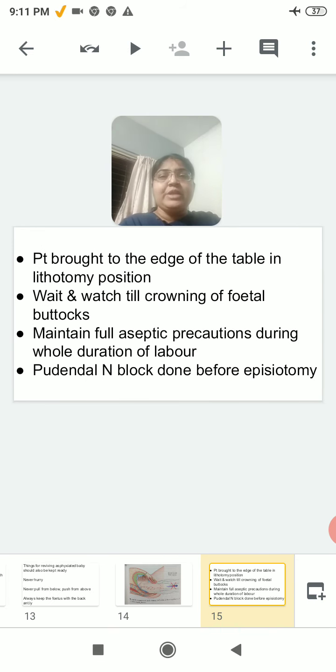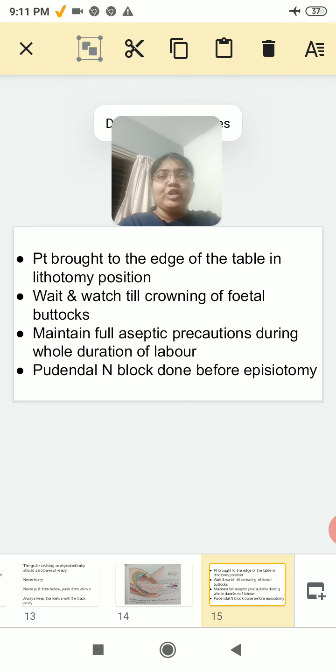The patient is brought to the edge of the table in lithotomy position. Wait and watch till crowning of the fetal buttocks occurs. Maintain full aseptic precautions during the whole duration of the labor. This does not require explanation.